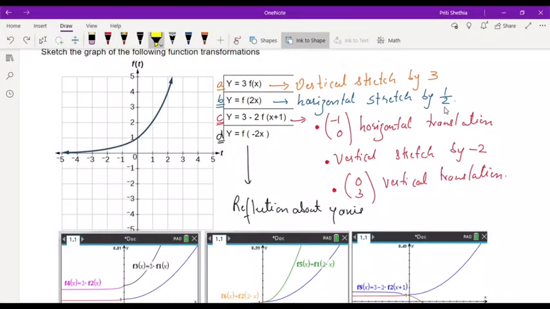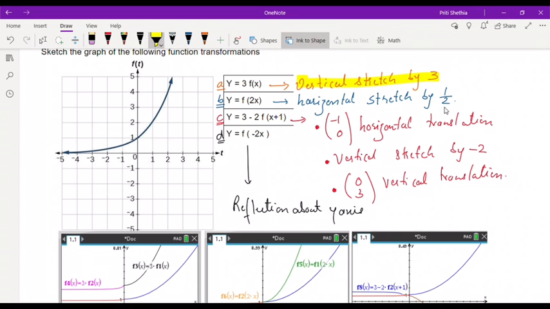Students, we are trying to solve this question today. Sketch the graph of the following function transformations. The A part over here, I'm highlighting it. It is y is equal to 3 times the original function. So this is a vertical stretch by 3. All the y coordinates are 3 times the initial value.